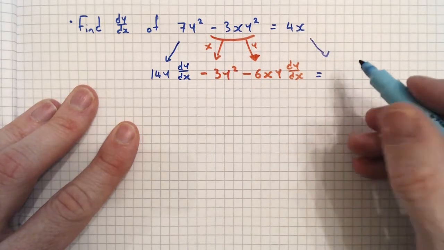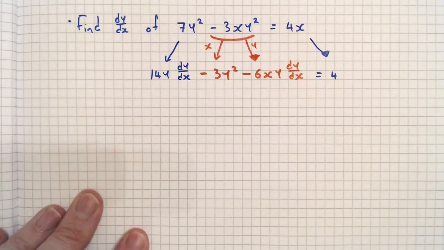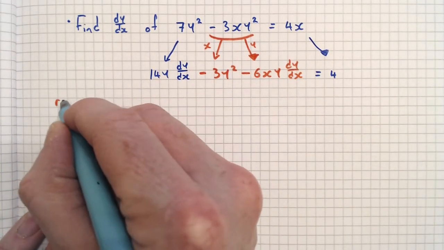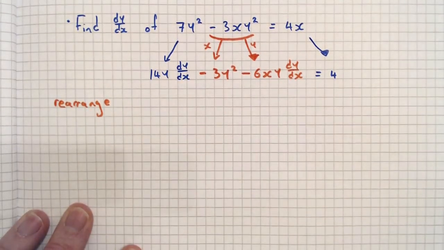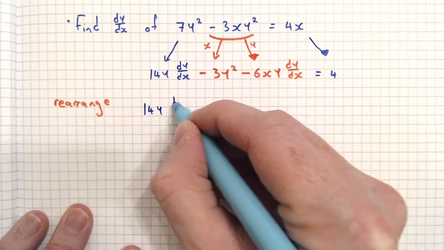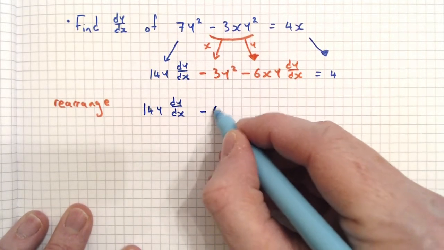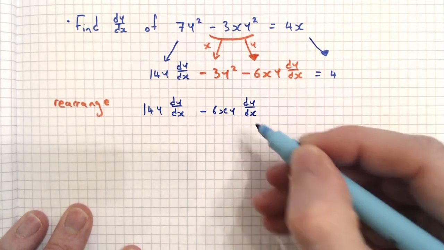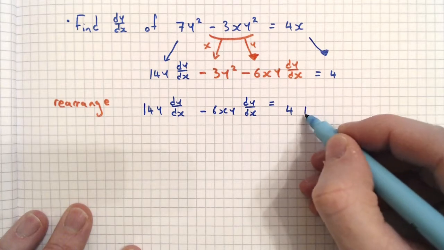Now, since we're trying to find dy dx of this equation, we're going to do the same thing we did the last time, which is to rearrange it. We're going to keep all the dy dx bits on the left side of the equal sign, put everything else on the right side of the equal sign. So collecting my dy dx terms together, we should have 14y dy dx, take away 6xy dy dx equals 4 plus 3y squared. Moving the 3y squared essentially across to the right-hand side.